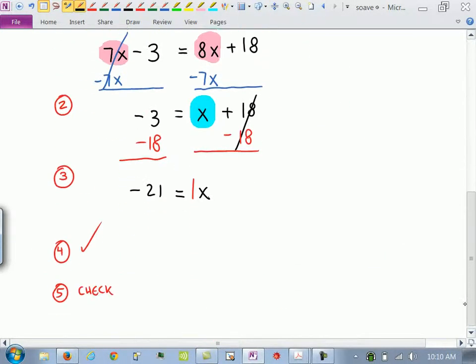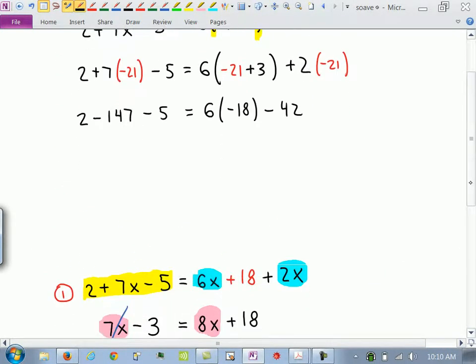I might have pushed my pen. No, I'm okay. All right, let's do the left side. What's 2 take away 147? Negative 145. Take away 5 more. Negative 150. On the right, what's 6 times negative 18? And maybe you need your calculator. That's okay if you do. It's negative 108.